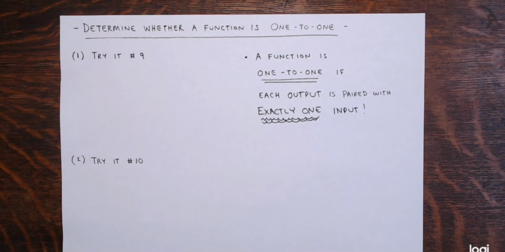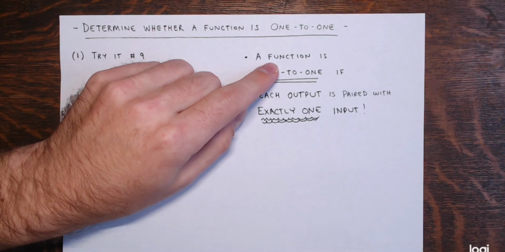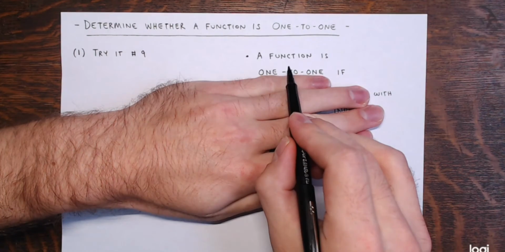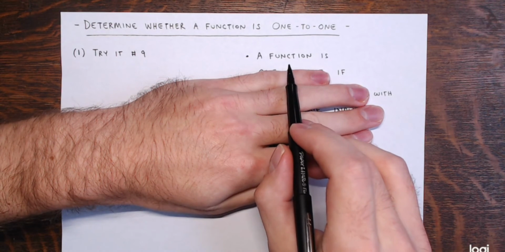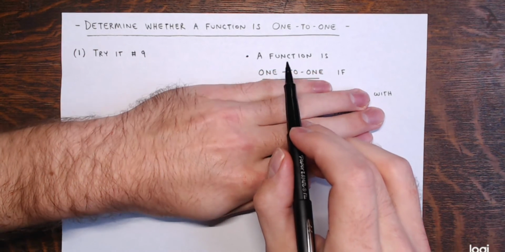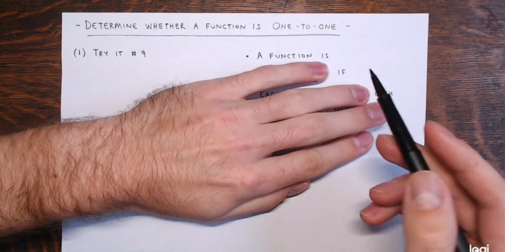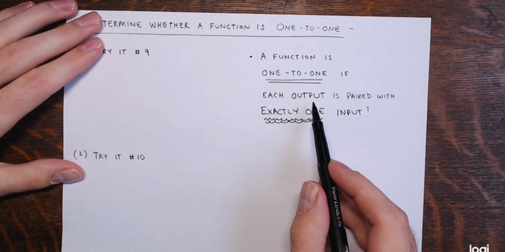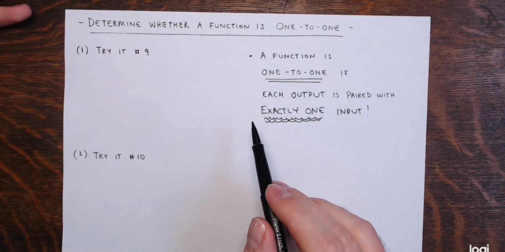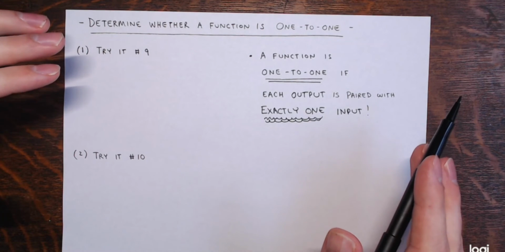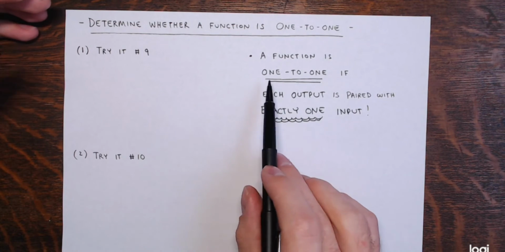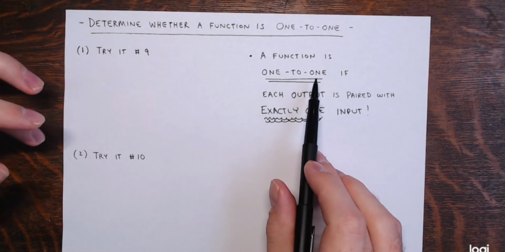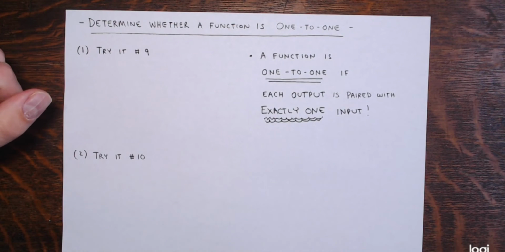Alright, so first off, it's a function. Remember the definition of function was every input is paired with exactly one output. And then to make a function special and make it one-to-one, you have the other relationship as well. It goes the other way around. Not only is every input paired with one output, but every output is paired to one input. Thus the name one-to-one. One input to one output and one output to one input. Goes both directions.